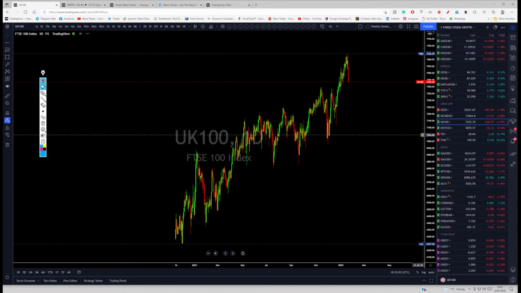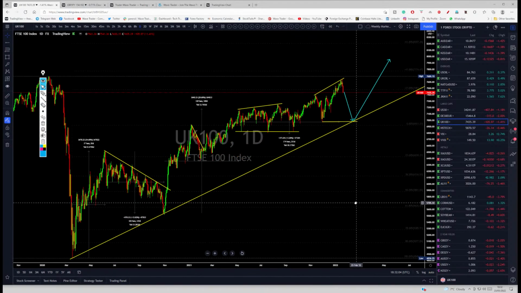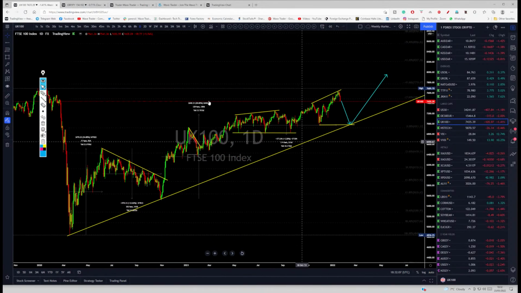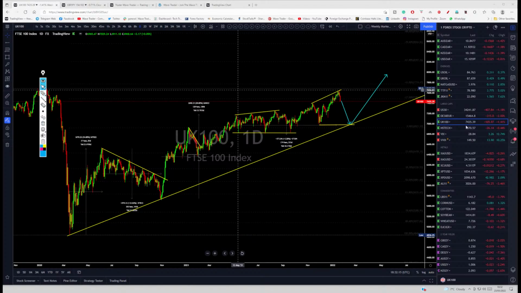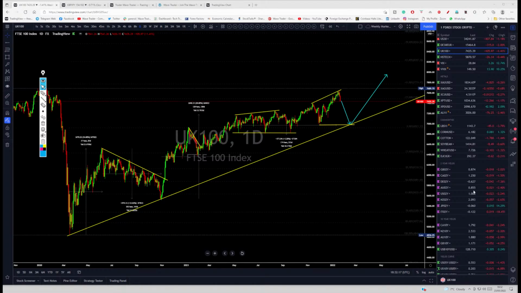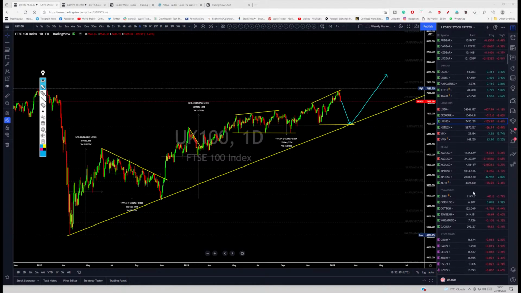Same analysis. Okay, so UK 100 index is also similar. So drop first, go and visit that low, expanding triangle, and then continue. So there we may see aggressive sell-off. And on the large caps and small caps.